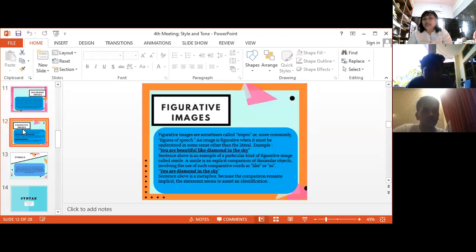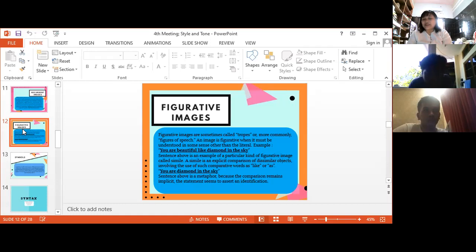Figurative image. Figurative images are sometimes called tropes, or more commonly, figures of speech. An image is figurative when it must be understood in some sense other than the literal. Example: you are beautiful like a diamond in the sky. The sentence above is an example of a particular kind of figurative image called simile. A simile is an explicit comparison of dissimilar objects involving the use of such comparative words as like or as.